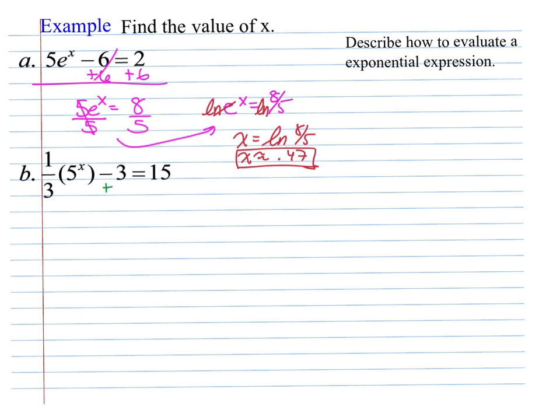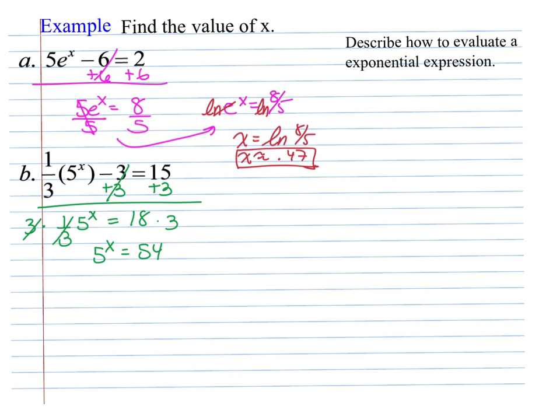For B, same thing. We're just using our algebra skills. We're going to add 3 to both sides. We're going to have 1/3 times 5 to the x power is equal to 18. Multiply both sides by 3 to get rid of that fraction, so that goes away. Now we have 5 to the x is equal to 54.